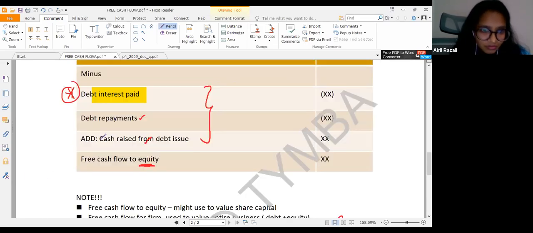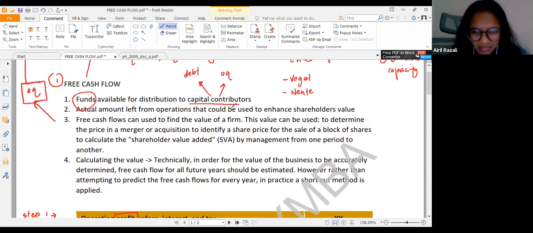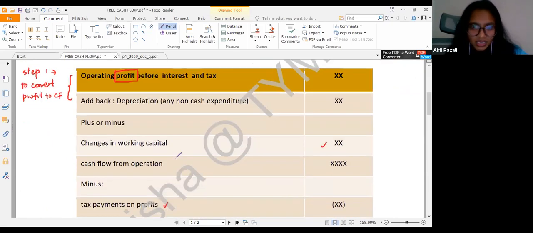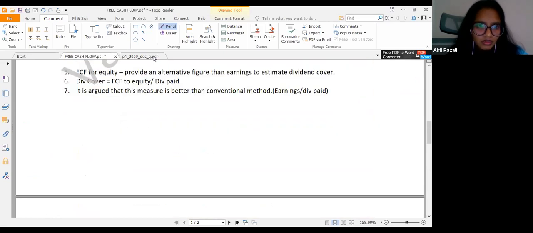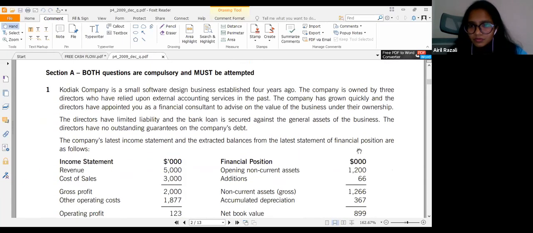Maybe I'll give you about 1 minute to quickly read my notes if you have any questions. If you have already read it, no other issue. Let's do the question that I passed to you. Codeco. It's a very simple, very straightforward question.